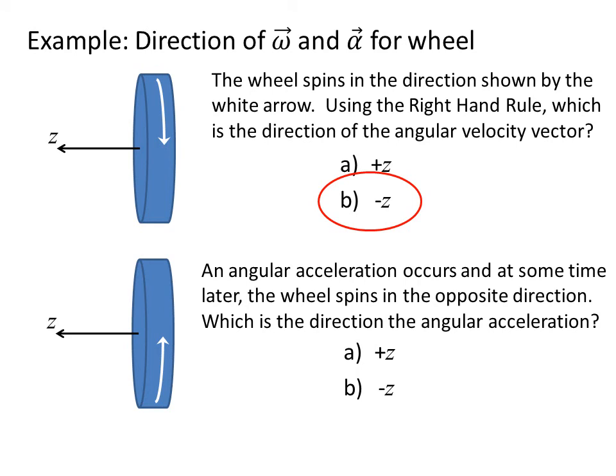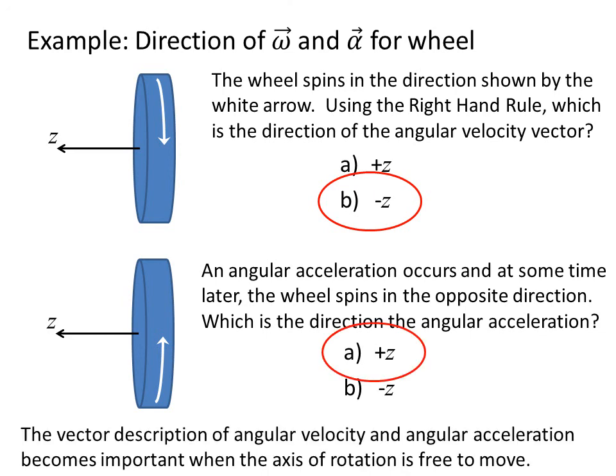So the magnitude of the change must have been large enough so that omega final is much bigger than omega initial, and it's in the positive direction. So the change must be positive. So it's plus z. The vector description of angular velocity and angular acceleration becomes particularly important when the axis of rotation is free to move.